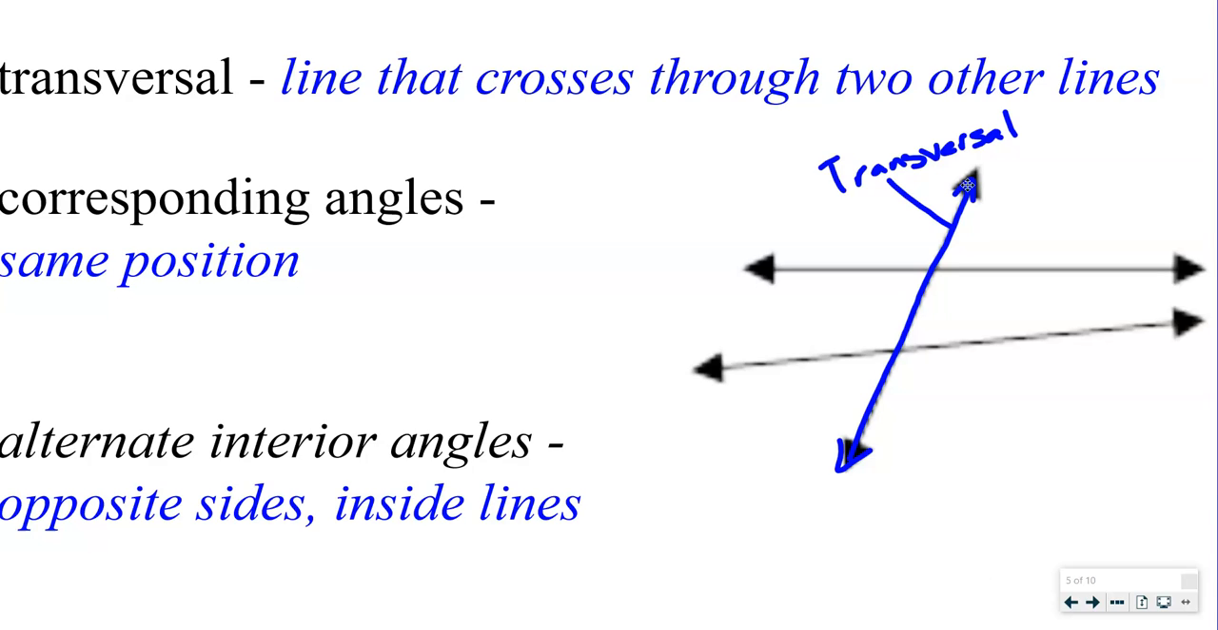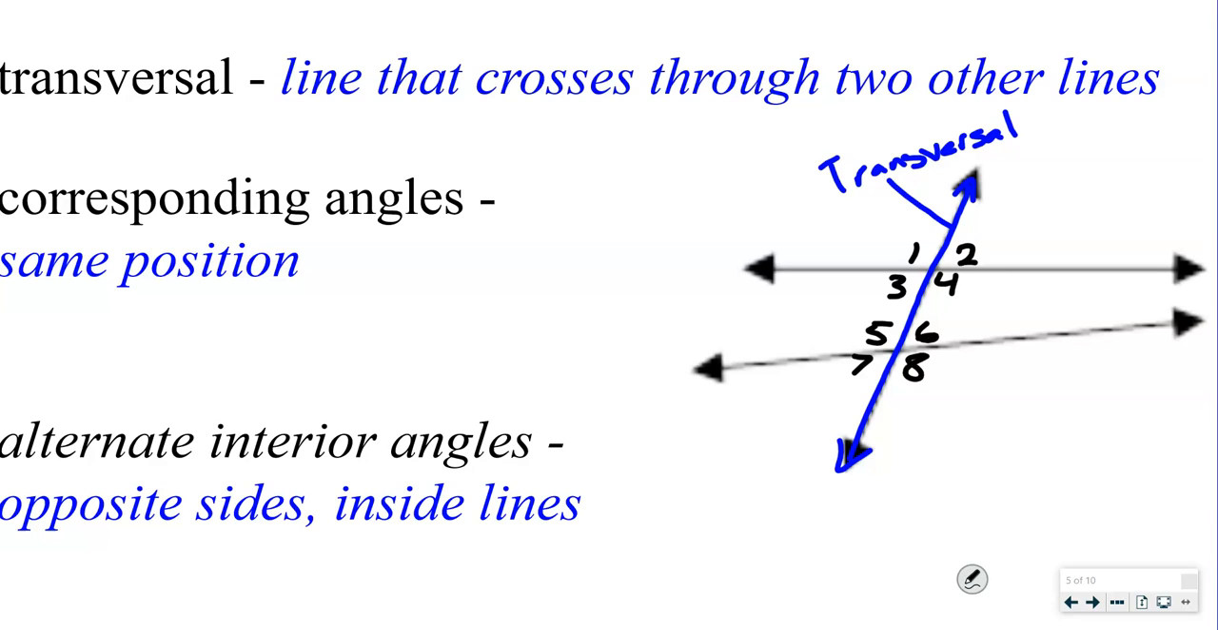Your corresponding angles are angles that are in the same position. So what I'm going to do is number these angles. We'll say this is angle 1, 2, 3, 4, 5, 6, 7, and 8. So our transversal made a whole bunch of angles whenever it crossed those two lines.